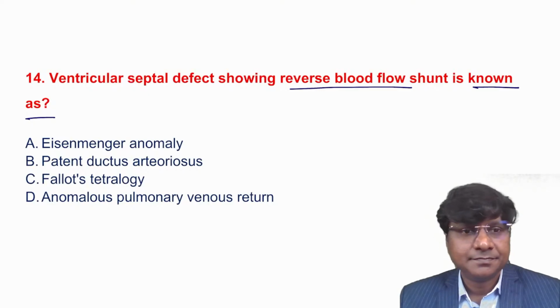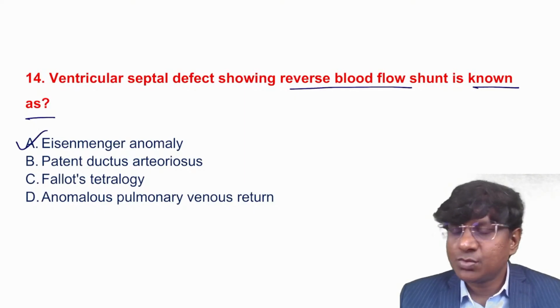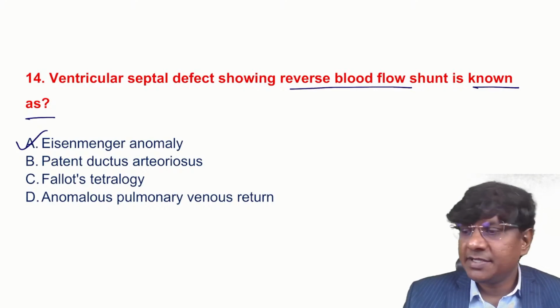Yes, anyone? VSD showing reverse blood flow shunt is known as... Very good, Hamna. So this is nothing but your Eisenmenger's anomaly. Okay. So what is that Eisenmenger's anomaly?